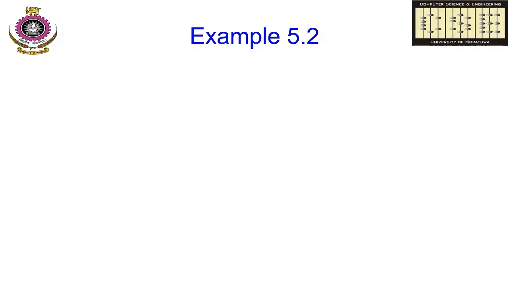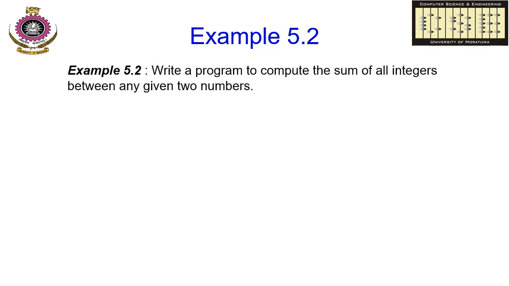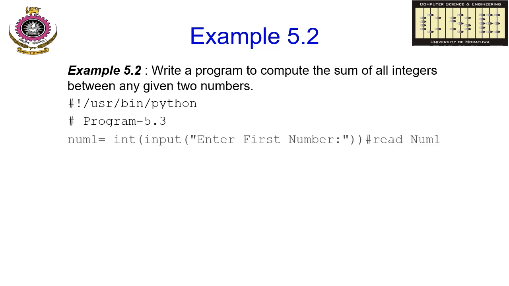Now we look at another example. We are supposed to write a program to compute the sum of all the integers between any given two numbers. Previously we had fixed numbers, starting from 0 up to 100, but this time we are expected to get the input from the user, so to get any two numbers.